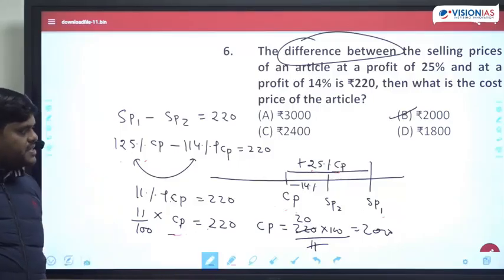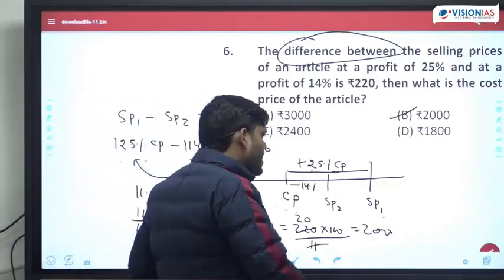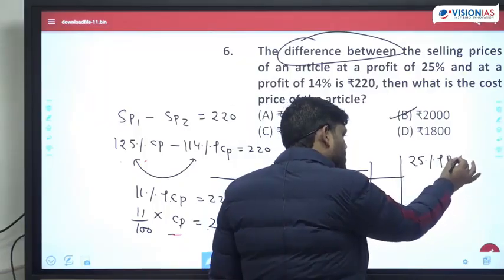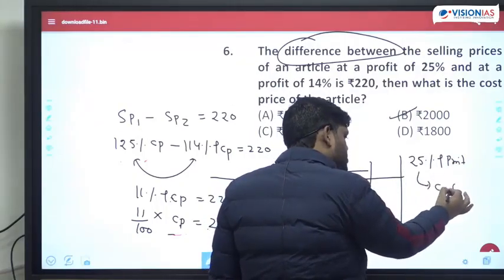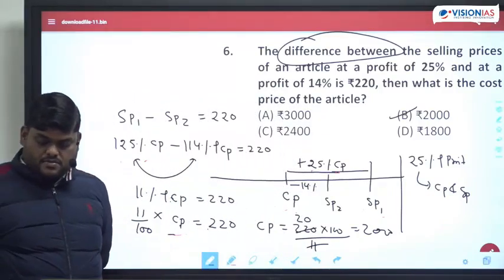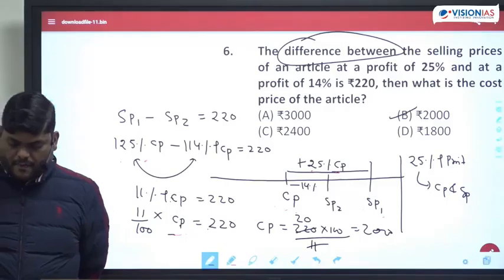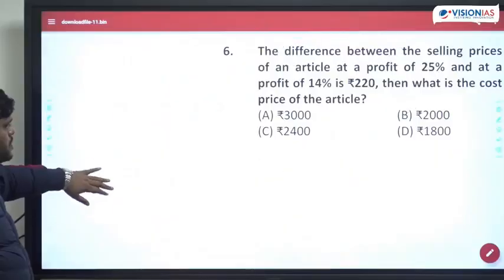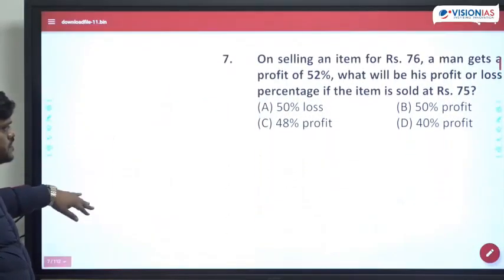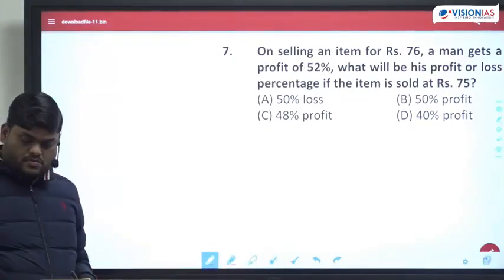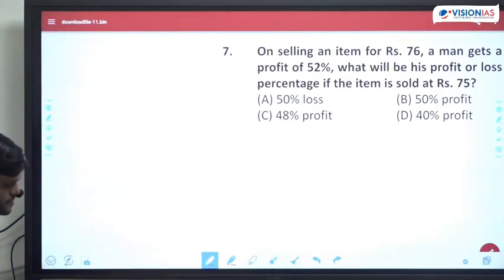CP plus 25% of CP, now I'm not going to tell you this. If I am saying 25% profit, tell me the relationship between CP and SP. What is the relationship between CP and SP? Okay? Try this question.